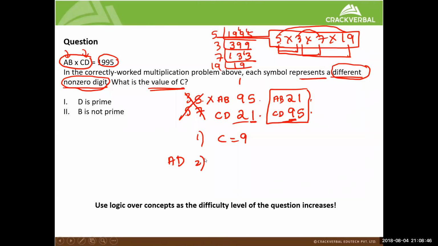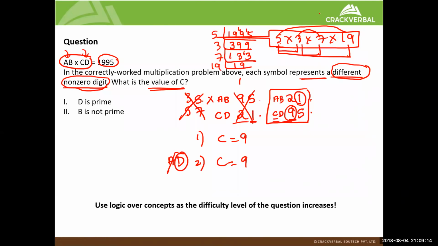Now coming to the second statement. The second statement says B is not prime. Now if B is not prime, I know AB into CD is 95 into 21 or 21 into 95. B is not prime. That means I cannot consider AB into CD as 95 into 21. The only thing I can consider here is 21 into 95. So if the value of AB into CD is 21 into 95, C again would be 9. So the answer here is D.